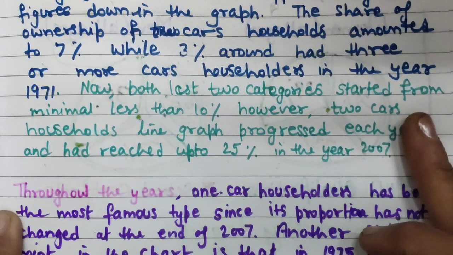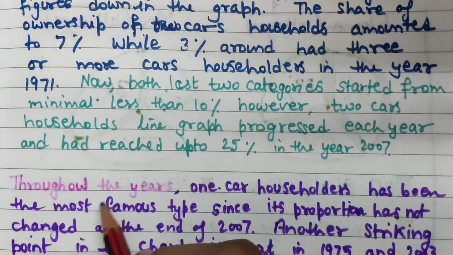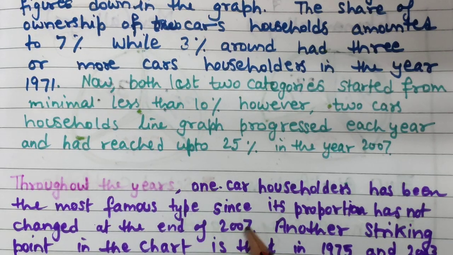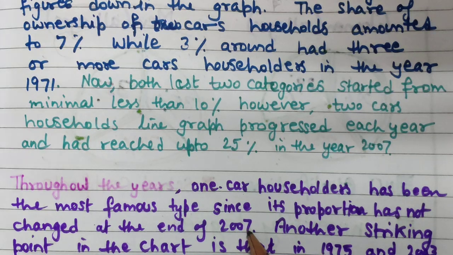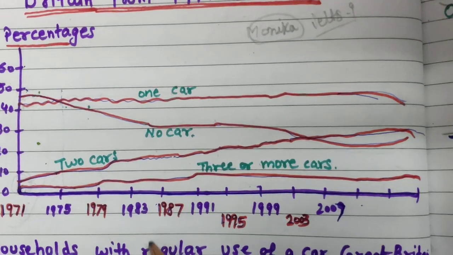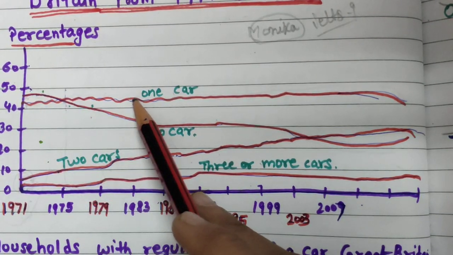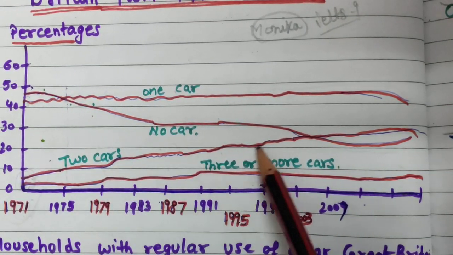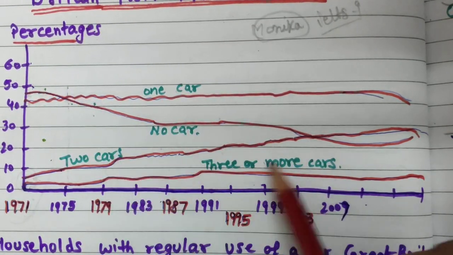Now the next paragraph, what I am going to write: throughout the years one car households had been the most famous type since its proportion has not changed at the end of 2007. So I will show you one car also. You can see here one car. One car is stable, no car is going down and two cars is going up.